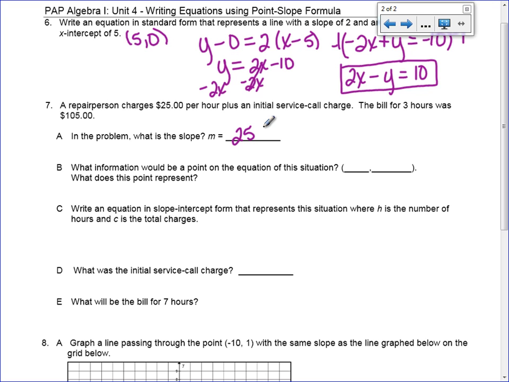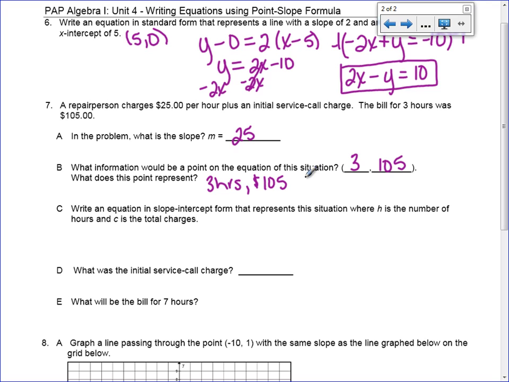So what information would be in a point on the equation of this situation? Well, we know that for 3 hours, it was $105. That will make a point. What does this point represent? It represents that for 3 hours, the charge was $105.